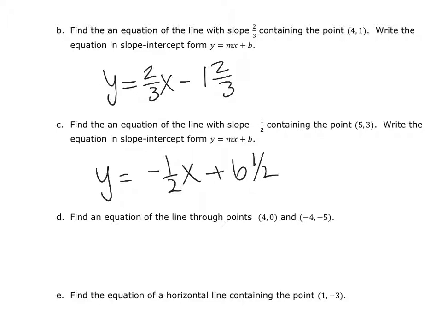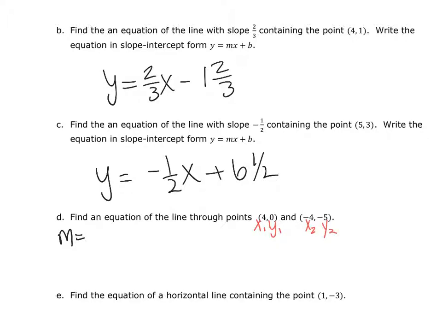This one is different. This one I have to find an equation of a line through the points (4, 0) and (-4, 5). So the first thing I have to do is find a slope. I don't have the y-intercept, I have an x-intercept, and I still need to find the slope. So the first thing I'm going to do is find slope, m. I'm going to go ahead and label these for my own knowledge. It makes it easier for me to do this.